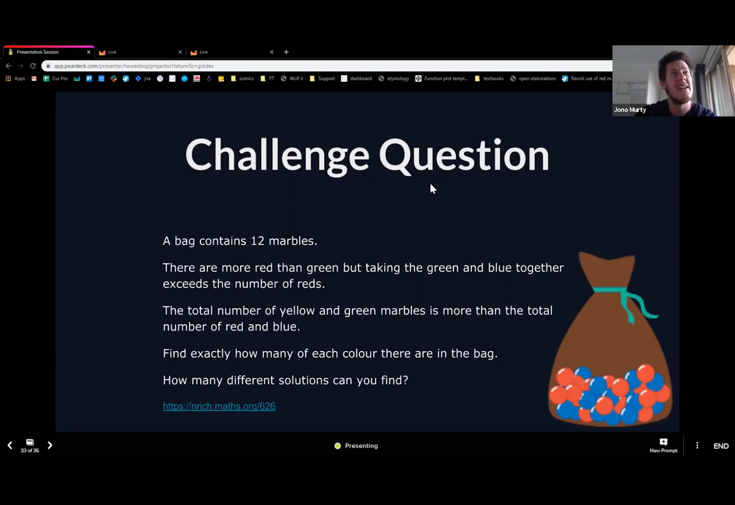We have a bag containing 12 marbles. There are more red than green, but taking the green and blue together exceeds the number of reds. The total number of yellow and green marbles is more than the total number of red and blue. Find exactly how many of each color there are in the bag. Now, you could think about this logically, or we can actually set up some inequalities.